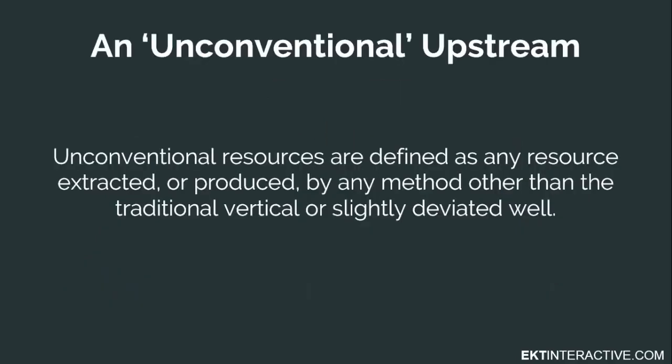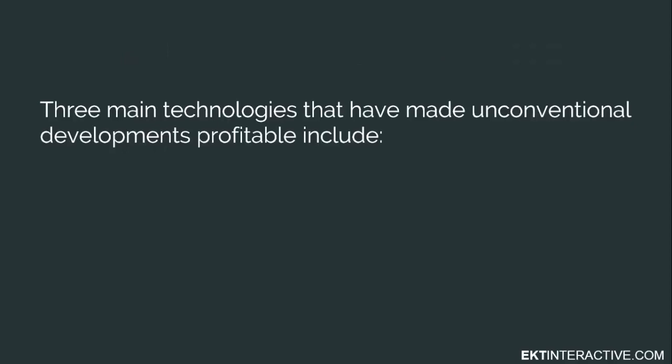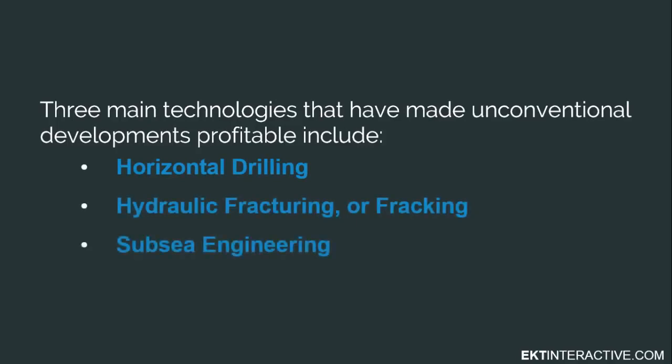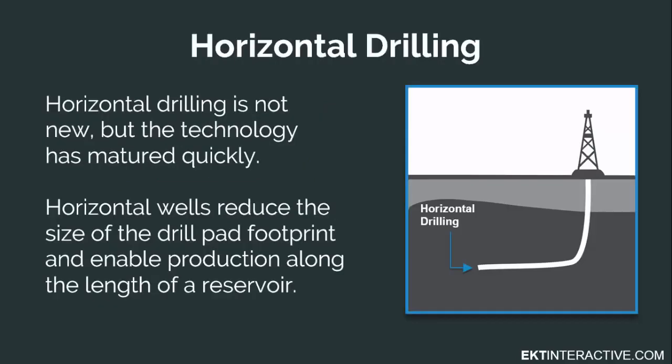Now, let's talk about unconventional resources, clearly the hottest topic in oil and gas over the last decade. Unconventional resources are defined as any resource extracted or produced by any method other than the traditional vertical or slightly deviated well. Three main sources of technological breakthroughs that have made unconventional developments profitable include horizontal drilling, hydraulic fracturing, and subsea engineering, especially deep water production. Horizontal drilling is not new, but the technology has matured quickly. Horizontal wells reduce the size of the drill pad footprint and enable production along the length of a reservoir. Today, some horizontal sections can exceed 7 miles.